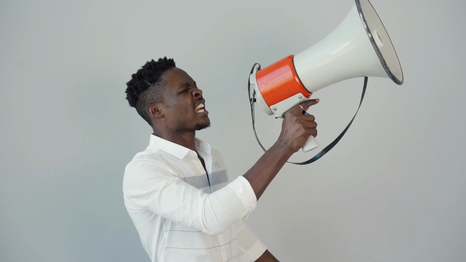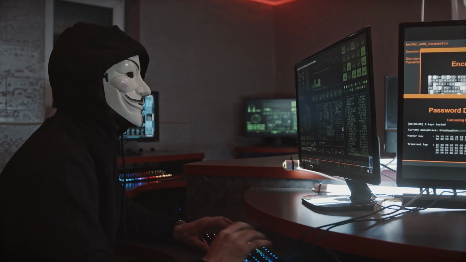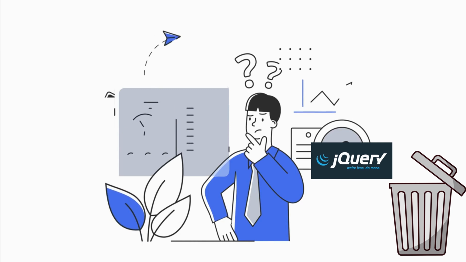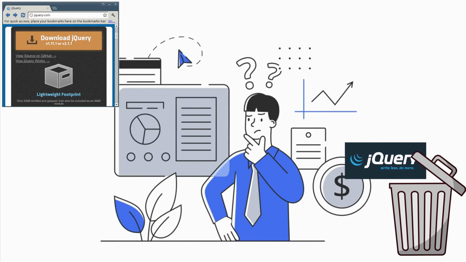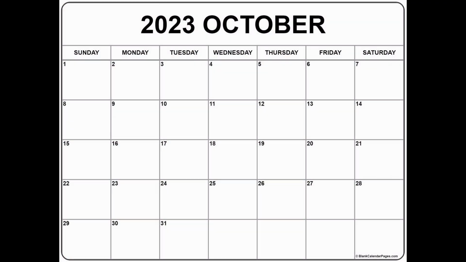Today, we have an important announcement for all Microsoft Power Apps users. So let's dive right in. As part of a recent service update aimed at enhancing security within Microsoft Power Apps, a decision has been made to remove jQuery version 2.1.1 from model-driven applications. This change is scheduled to take effect in October 2023.